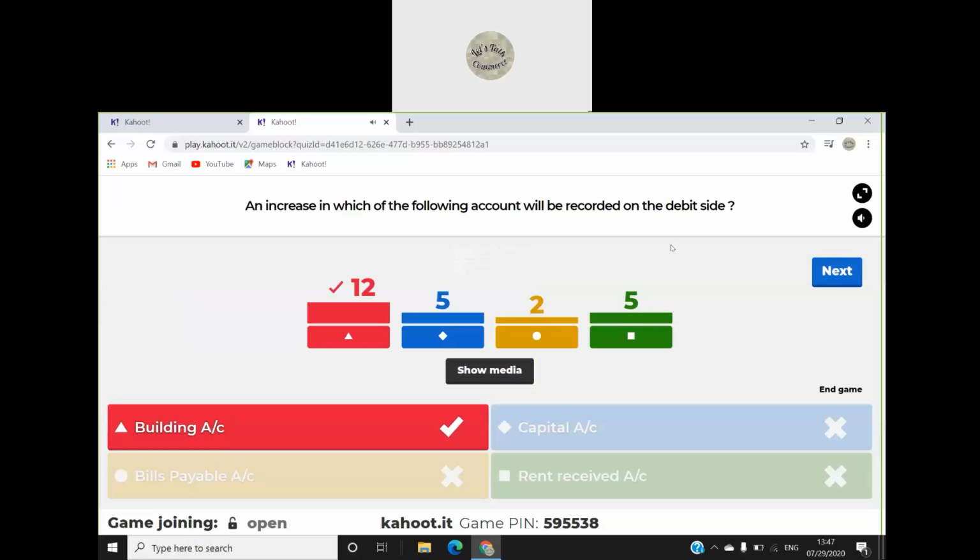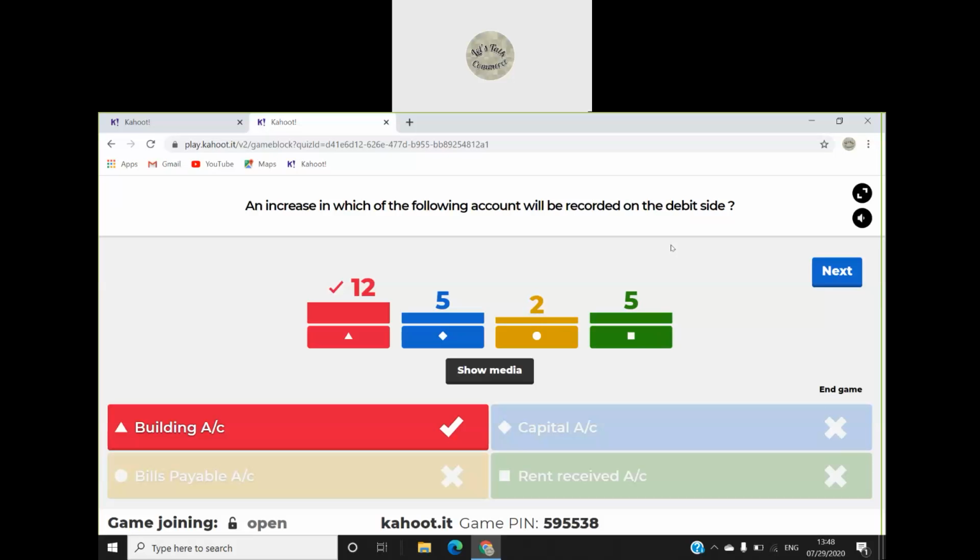Okay, so the correct answer is building account. Building is an asset. Other accounts are capital and bills payable, which are liabilities, and rent received is an income. So if these accounts are increasing, they will be credited. But only building account is an asset, and if asset increases, then we record it in the debit side. That is why the correct answer is building account.